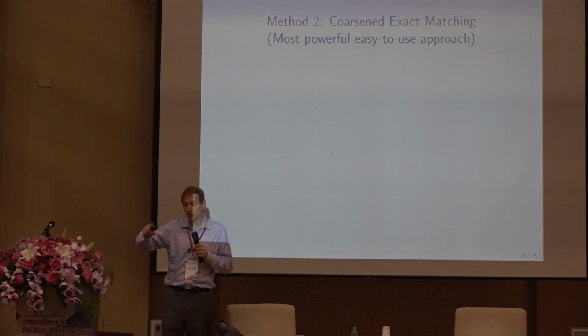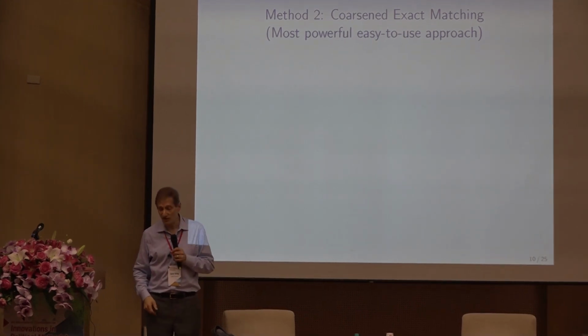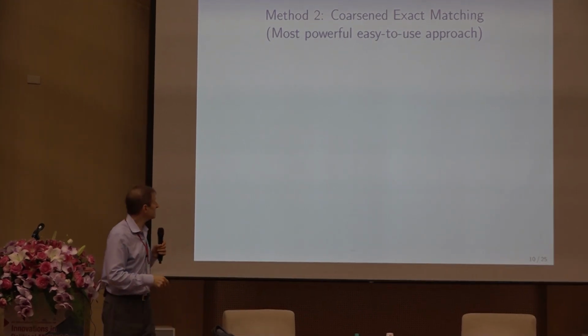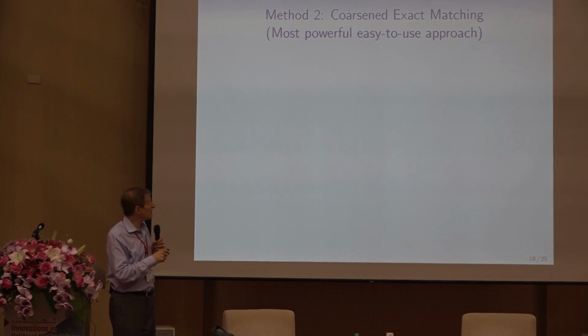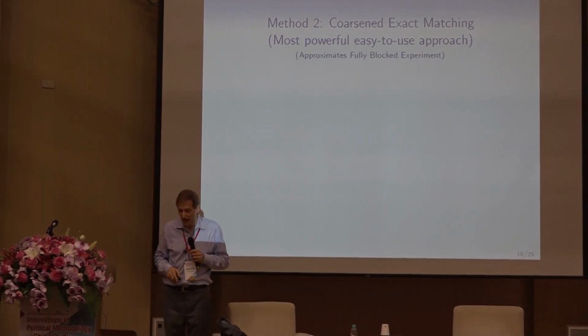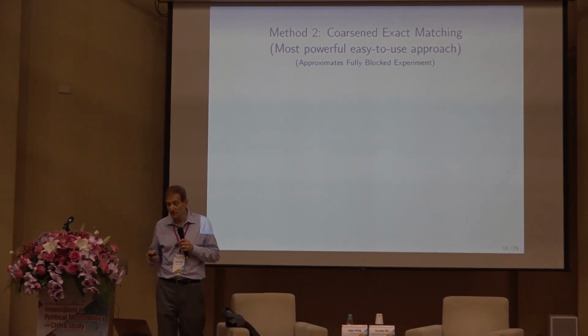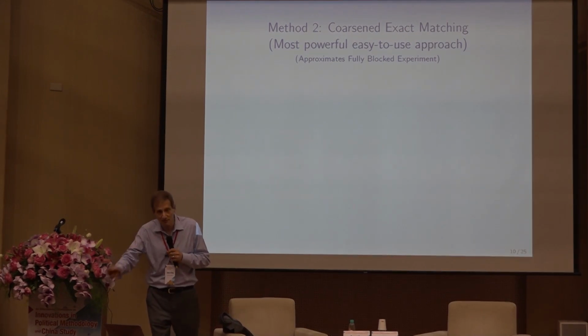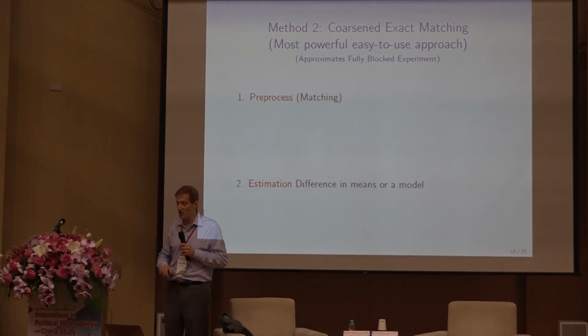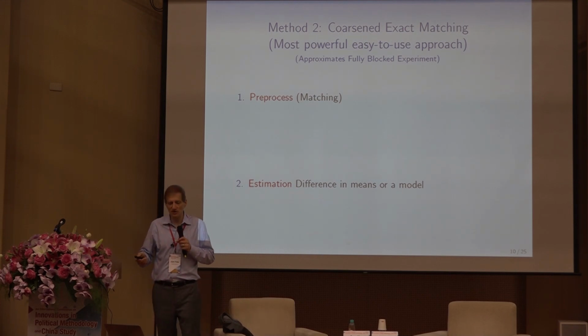Okay. Second method is coarsened exact matching. This is the easy method that I told you about at the beginning. I think it's the most powerful, really easy to use approach. It approximates, again, a fully blocked experiment, not merely a completely randomized experiment. Again, it works by pre-processing matching and then doing estimation of difference in means or model or whatever statistical procedure you were going to run.